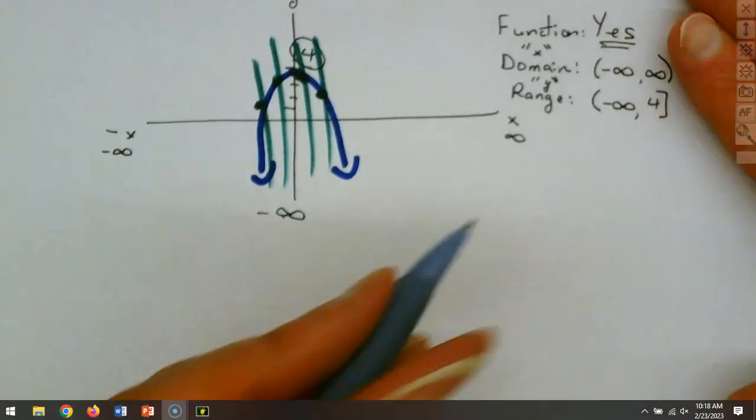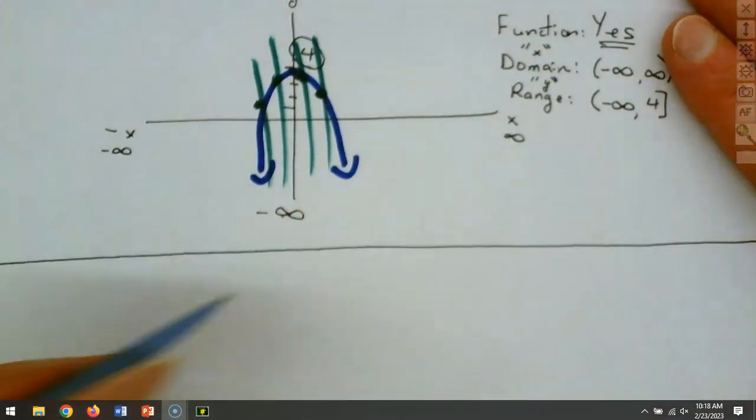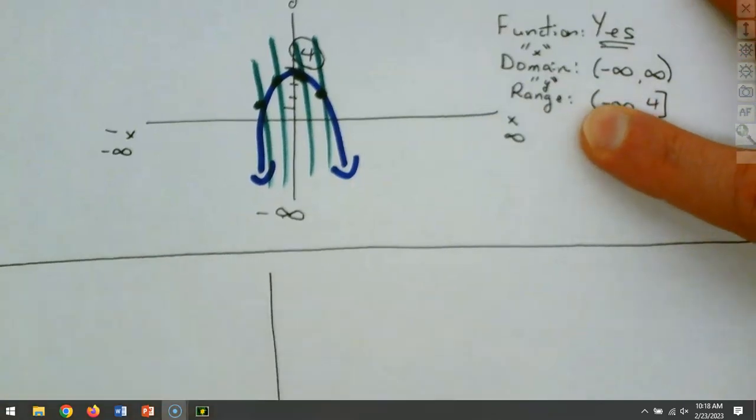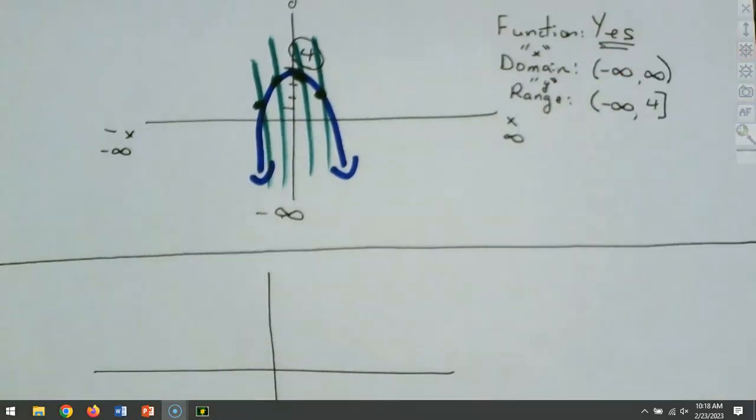Let's look at another one. Once you do a few of these, it'll make sense. And they're not difficult at all. They're actually very easy.